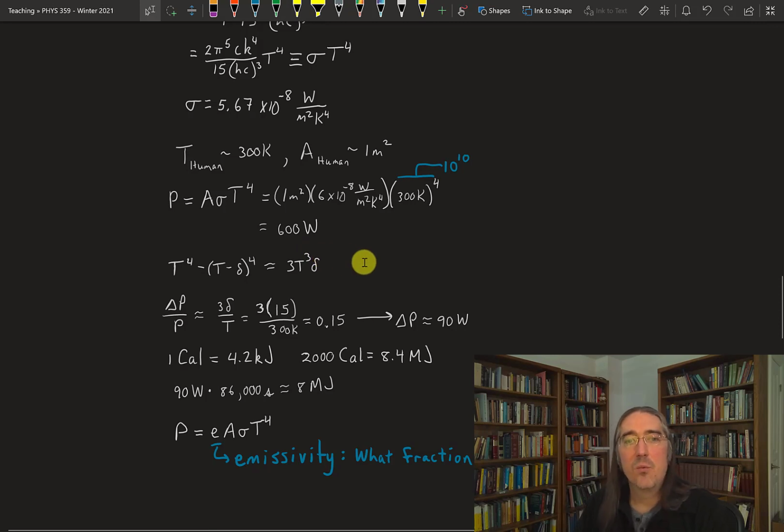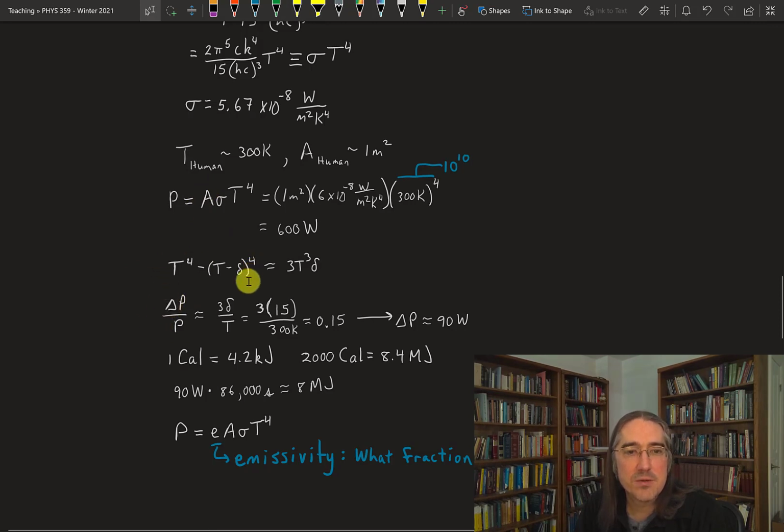Now I care about the difference between a human being at 300 and 310 Kelvin. So let's say the difference between you and your environment is about 15 Kelvin, right? So if I'm at 37 Celsius, my environment's at 22 Celsius, that's a difference of 15 Celsius. And since we're using Celsius, that's also Kelvins. Great. So why did I only do this? I left off the A and the sigma because I just want to know the fractional change.